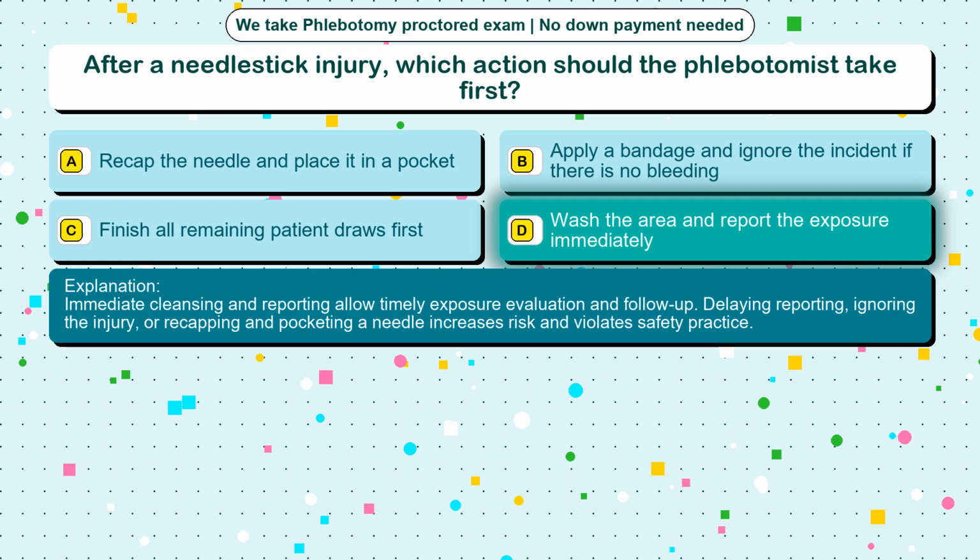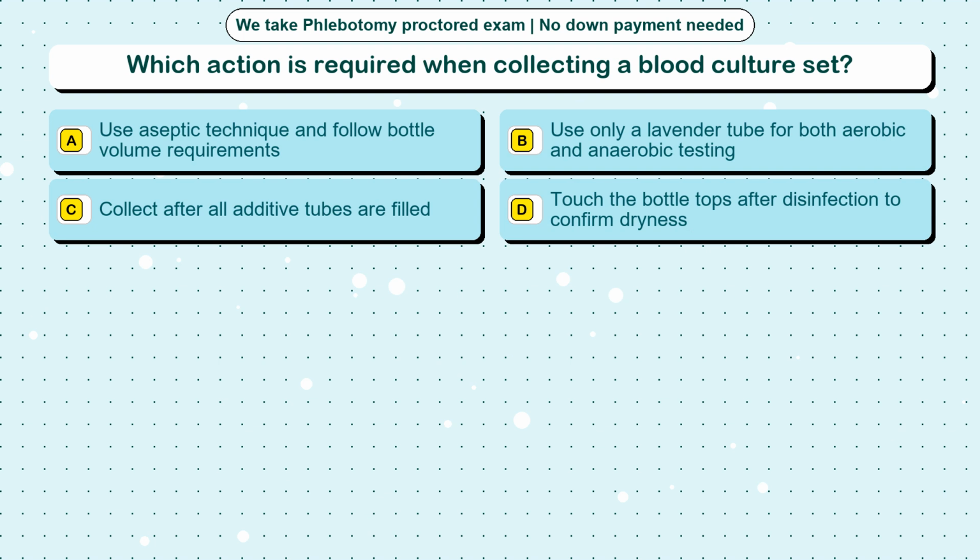Immediate cleansing and reporting allow timely exposure evaluation and follow-up. Delaying reporting, ignoring the injury, or recapping and pocketing a needle increases risk and violates safety practice. Question 89. Which action is required when collecting a blood culture set? Option A, use aseptic technique and follow bottle volume requirements.